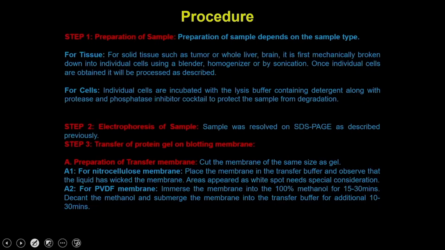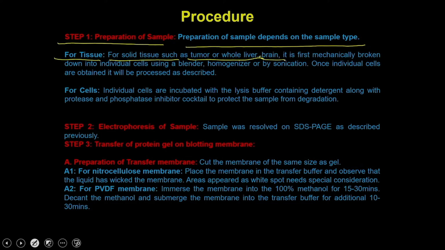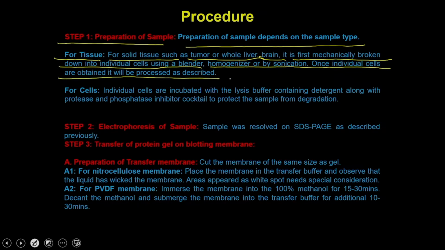In step 1 you have to prepare the samples. So, the preparation of the sample depends on the cell type. For a tissue, first the solid tissue such as the tumor or the whole liver or the brain, it is first mechanically broken down into the individual cells using a blender and then homogenized for the sonication. Once the individual cells are obtained, they will be processed as described below.